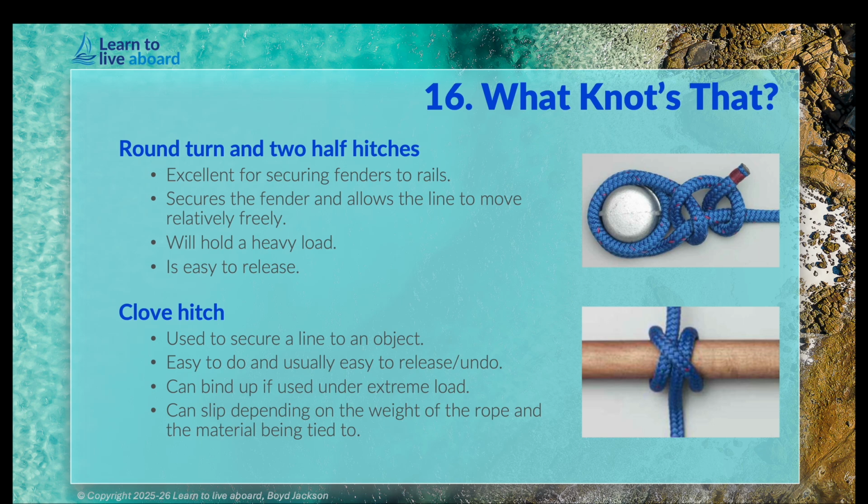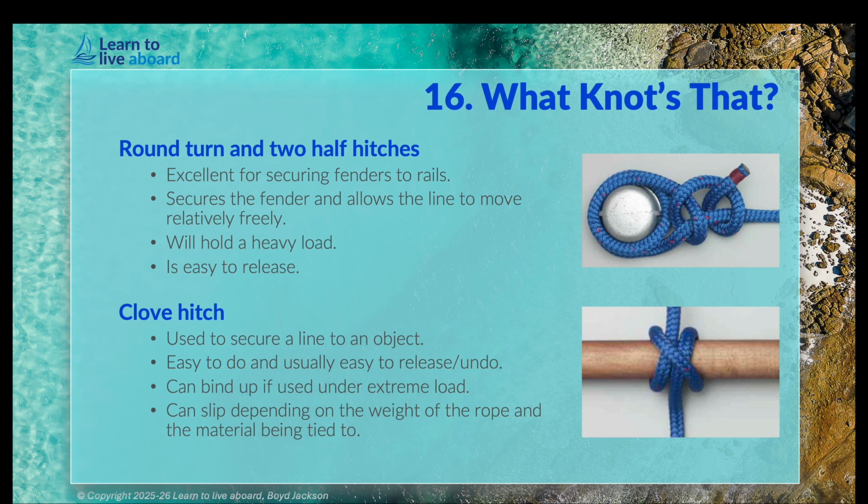This knot is perfect for securing fenders to rails, because as your boat bobs up and down and the fender moves up and down and wiggles the rope, the next knot we're going to look at, the clove hitch, can in fact unlock and undo and the fender comes adrift, whereas with the round turn and two half hitches, it's a very secure knot, perfect for fenders on rails.